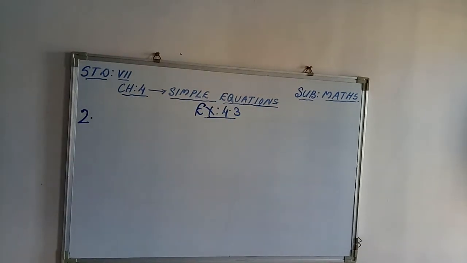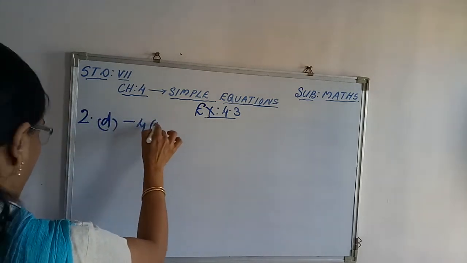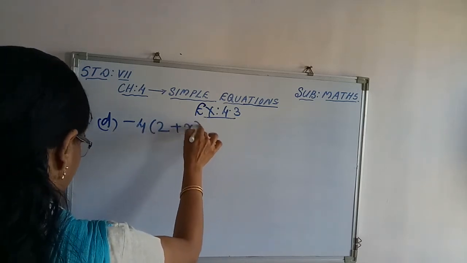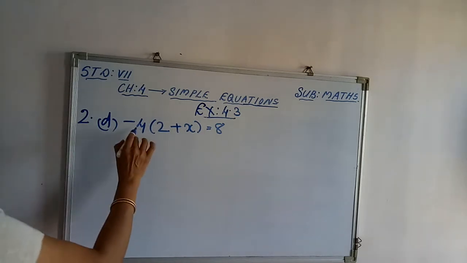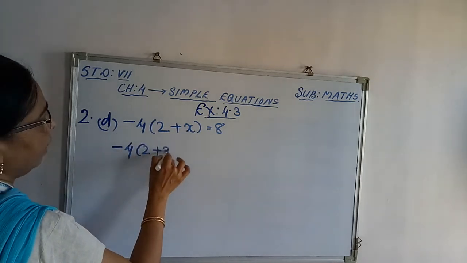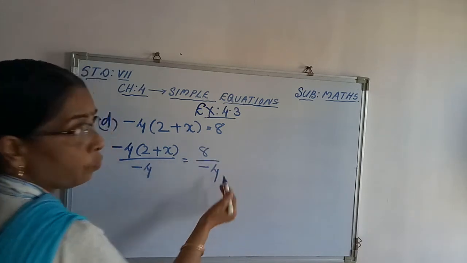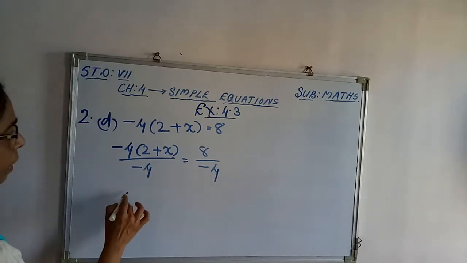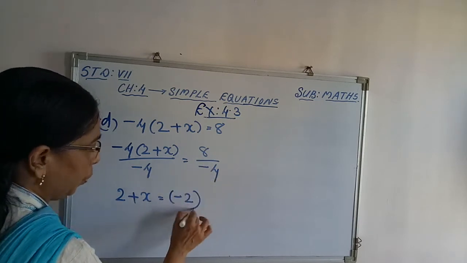Now listen. Next what I am going to do is D. Minus 4 into 2 plus x is equal to 8. See here, same way, dividing both the sides by minus 4. We get minus 4 into 2 plus x upon minus 4 is equal to 8 upon minus 4. Minus 4 and minus 4 get cancelled. We get 2 plus x is equal to 8 divided by minus 4, that is minus 2.